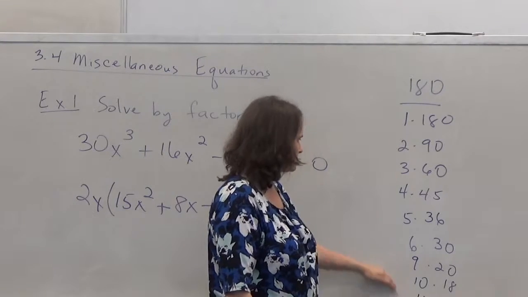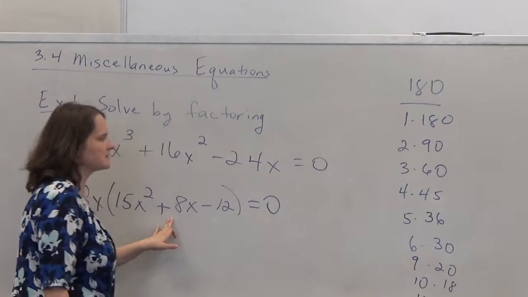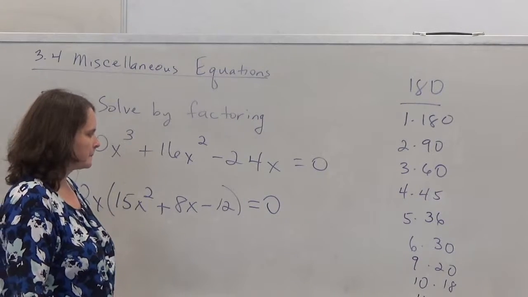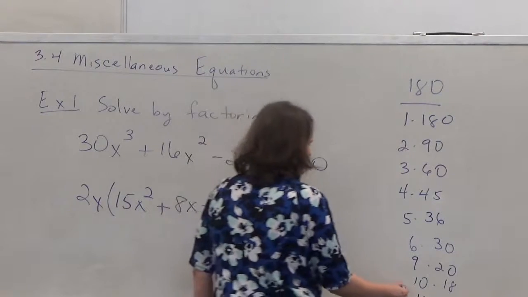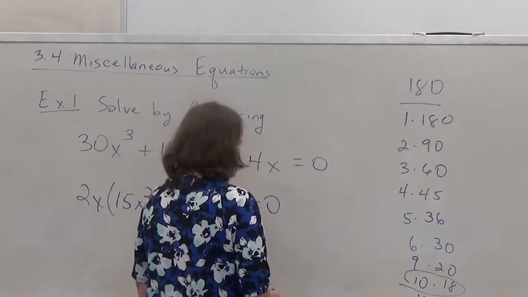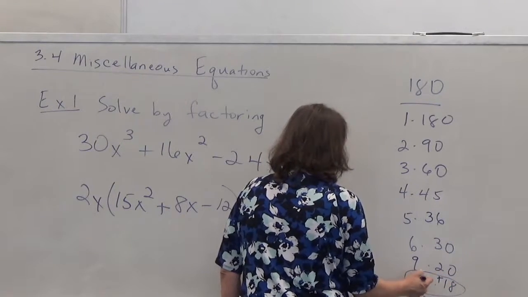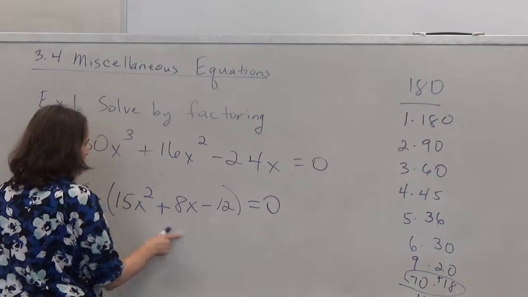In this list, we're looking to see if we can find a pair of numbers that we can add or subtract to give us a positive 8. How about the 10 and the 18? If we take the 10 and the 18, we can make our 18 positive and our 10 negative. So now we can rewrite this inside trinomial with 4 terms and do the grouping method.